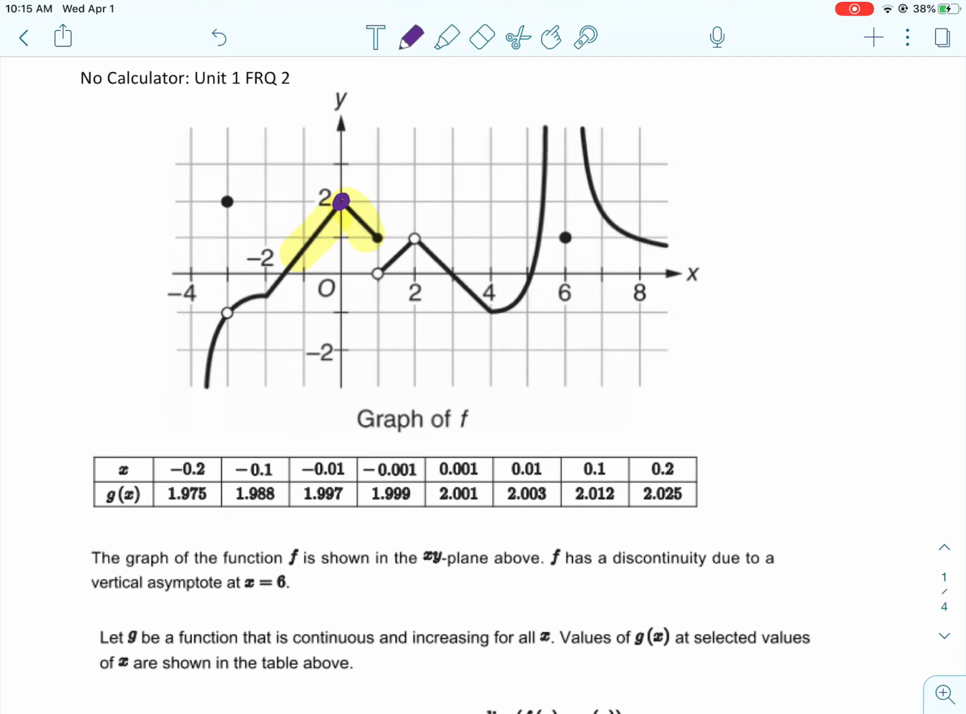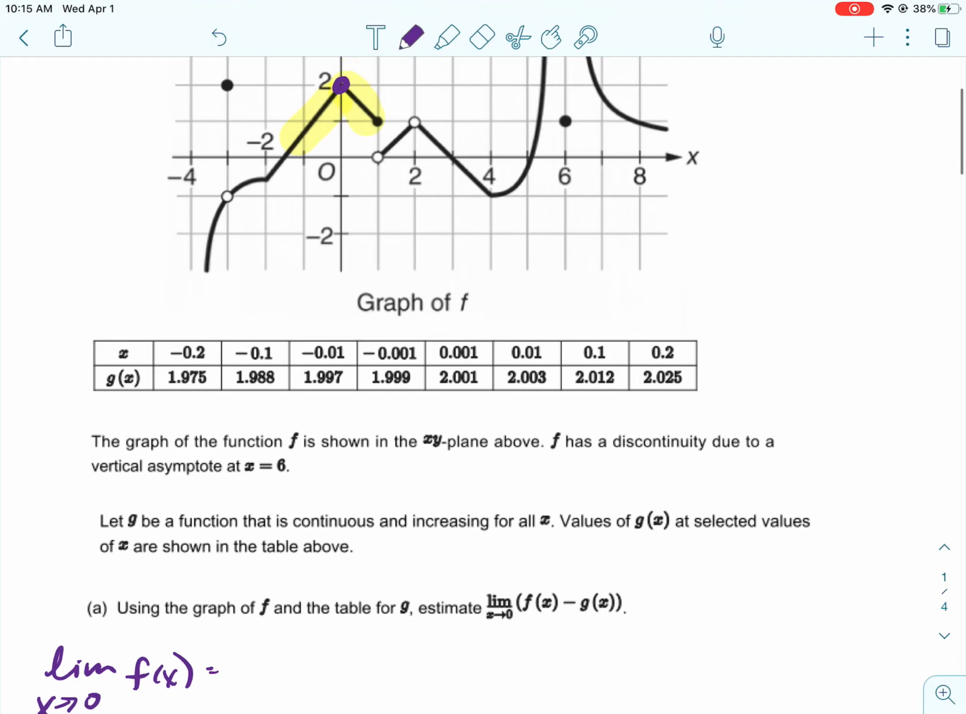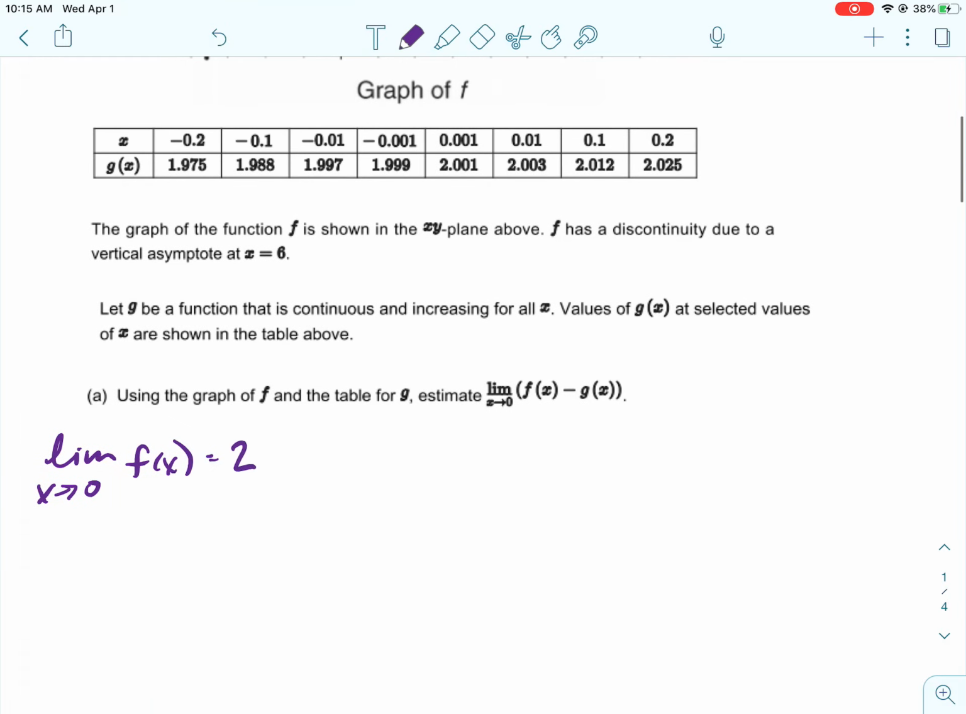So as we go to the graph, because f of x is the graph, if we approach 0 from the left and from the right, on both sides, the graph approaches 2. So that is going to be 2. And then I would find the limit as x approaches 0 of g of x. So we would go to the table.